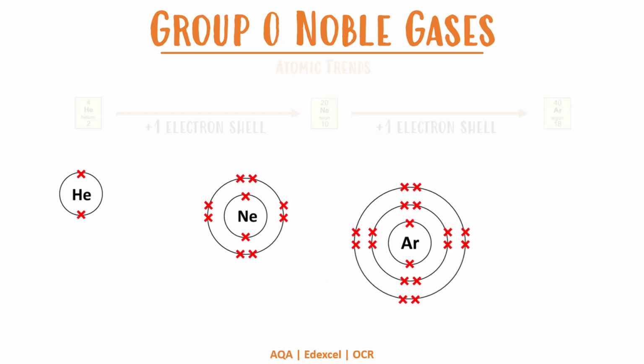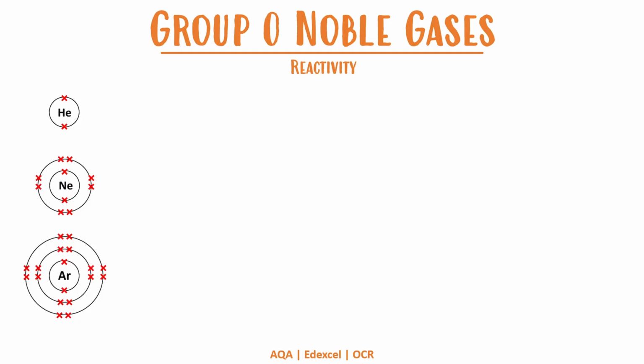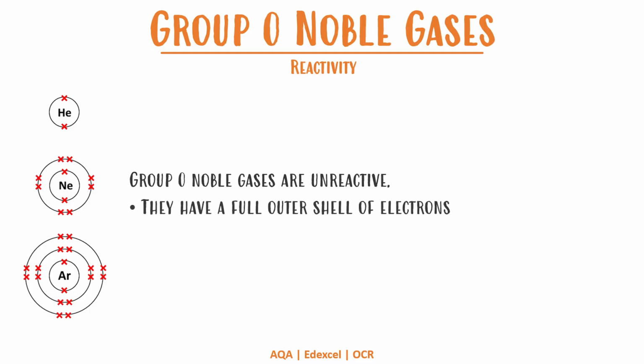Okay, let's take this to help us explain the reactivity. Quite simply, as I've stated before, Group 0 elements are unreactive due to their full outer shell of electrons, which means they don't need to gain or lose electrons in order to complete their shell. And that's it for that one.